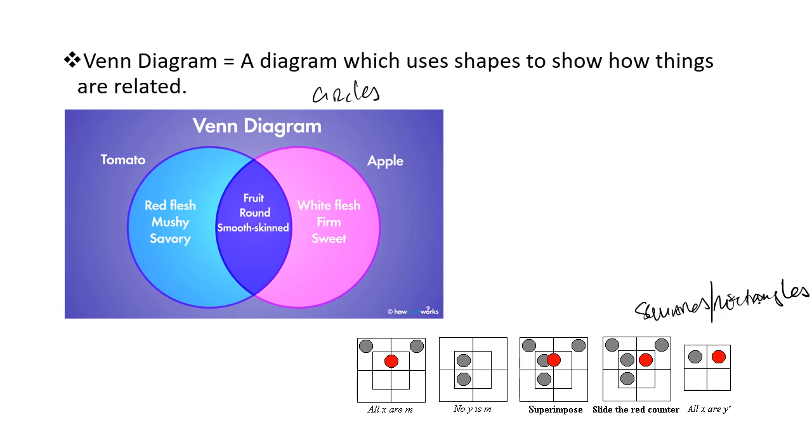And so, if you've never seen one of these, what this shows us is how things relate. And so over here, this set are characteristics of an apple. So things that describe an apple.